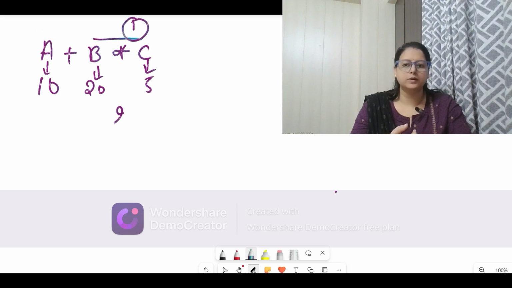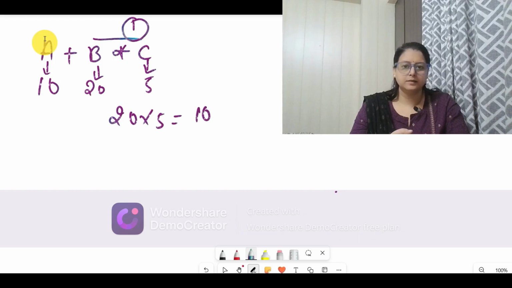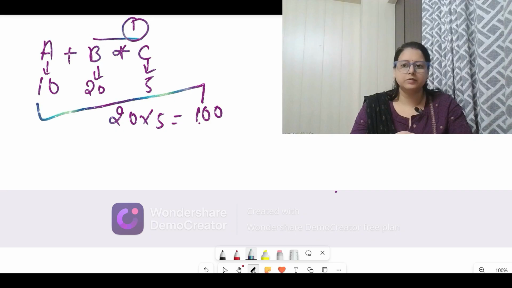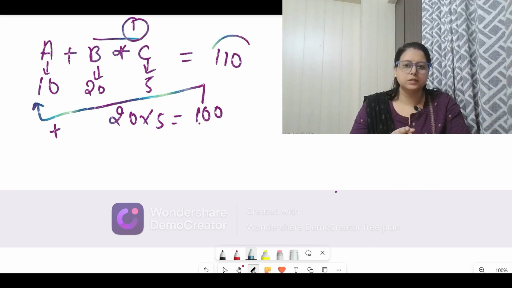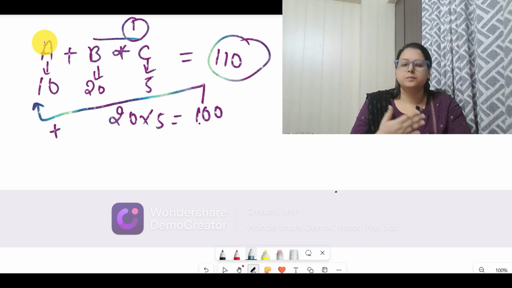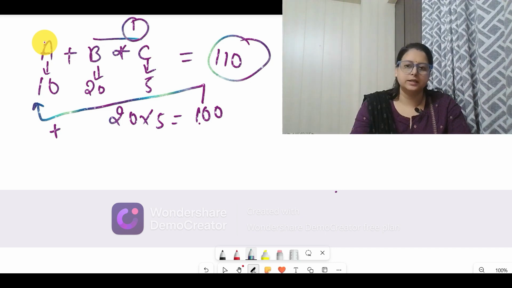We calculate 20 into 5 and that will be 100. Okay, and this 100 will then be added with 10. Then it will be 110. So this would be the result normally if we are calculating as humans or in the infix expression. But let's suppose this expression will be evaluated in postfix by the computer system. So how is it evaluated internally?